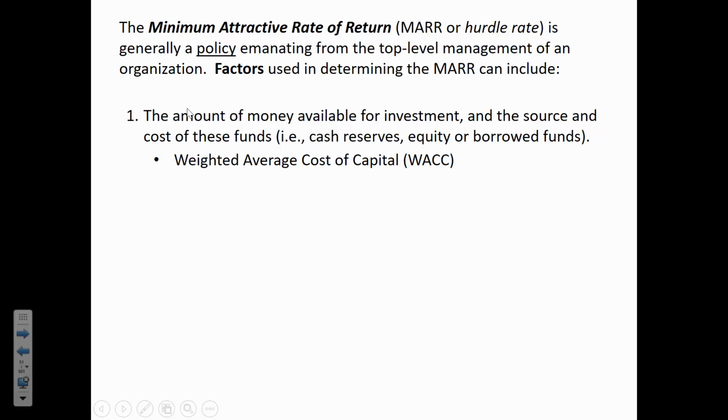And so here, factor 1 is the weighted average cost of capital. We call it the weighted average cost of capital because there's a variety of different places where we can get money.